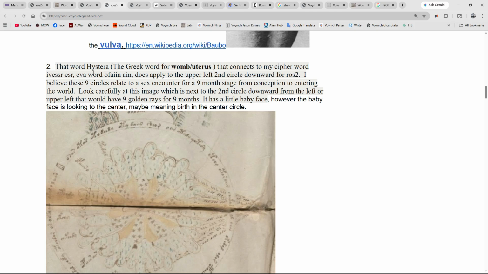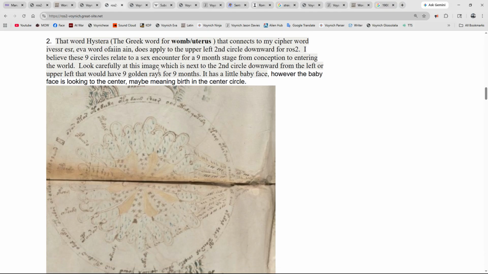Ivesser esser, and this is hystera. He was making it really hard and tough, but he didn't make it that tough because right here, conception would be: there's the vulva, and this would be the womb, and these are golden. He had a hard time putting in the 9th golden. I count 1, 2, 3, 4, 5, 6, 7, 8. But the 9th one would have been here, but he didn't.